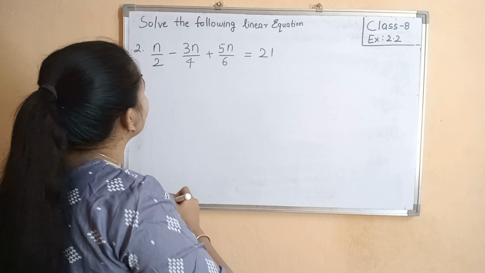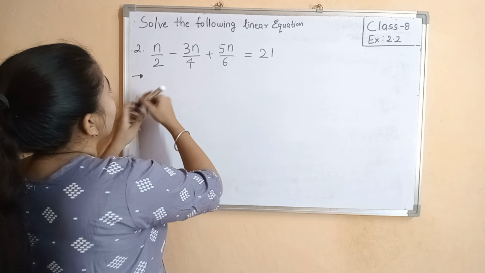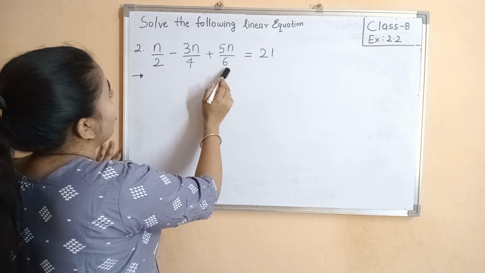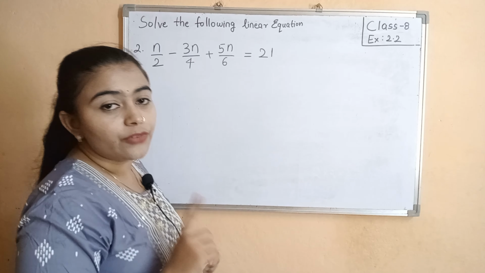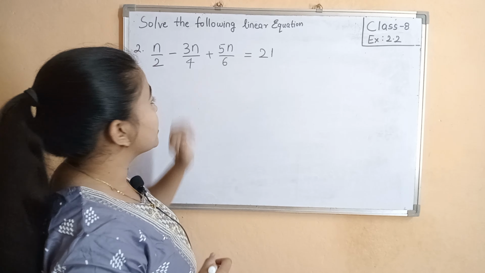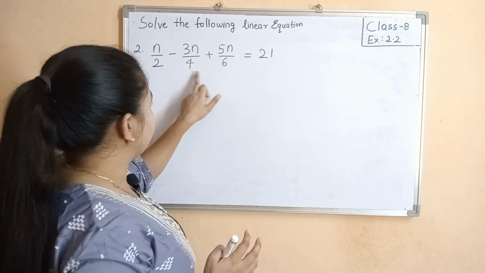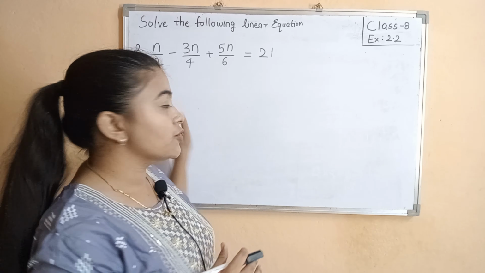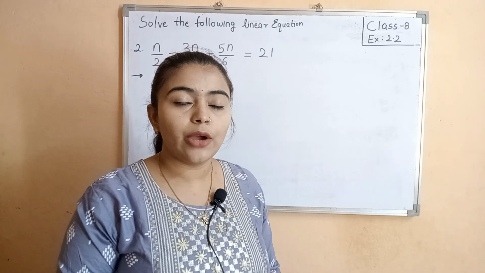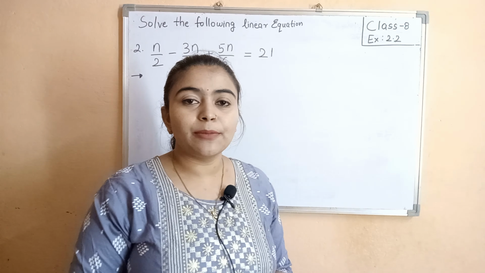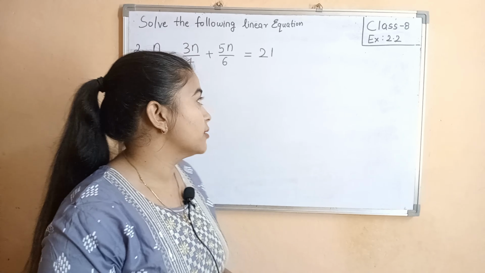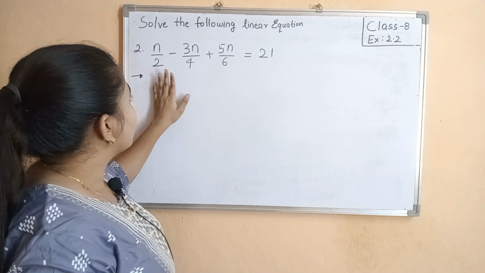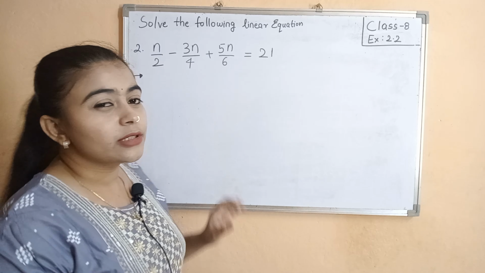Then second, we are seeing that we cannot directly add or subtract all these n's because the denominators are different. So first we have to take the LCM to make the denominators the same. Why? In the first question we used the cross multiplication method, or we can say the butterfly method. We can apply that method here also, but by applying that method the question gets a little bit lengthy.